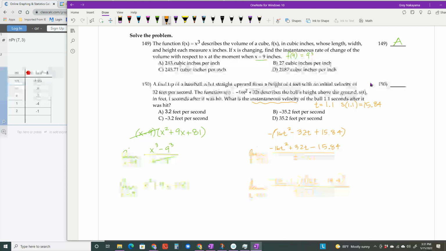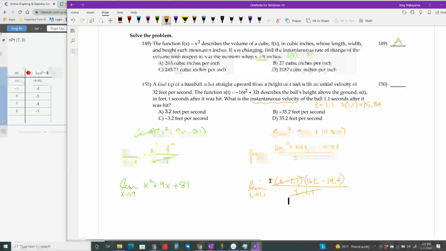I've got to check my signs. I have a positive 15.84, and that's a negative and a negative, so that works. These factors are the same. If I plug 1.1 into this right here, then I'm going to get 3.2, and I have a negative out front. So my answer is C.